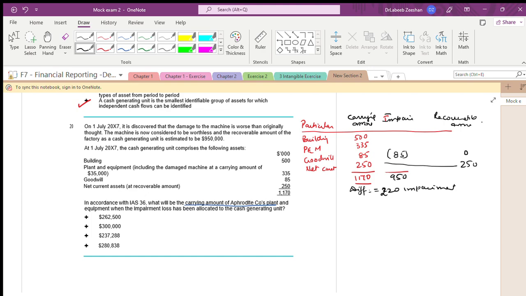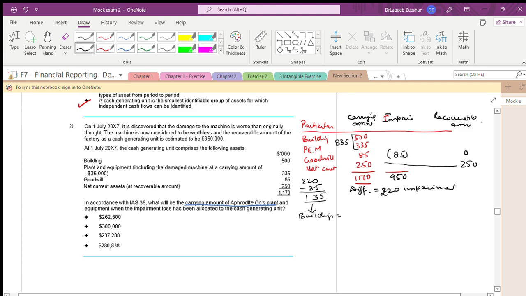How much is there? 220 minus 85. It comes to 135. This 135, is it right? What is the value of this total? This total is 835.